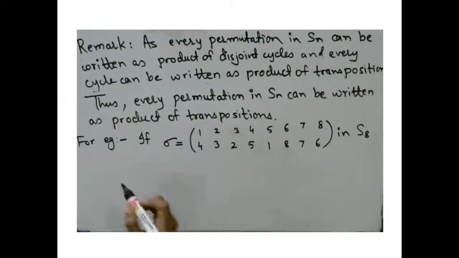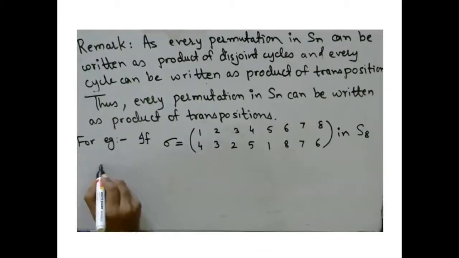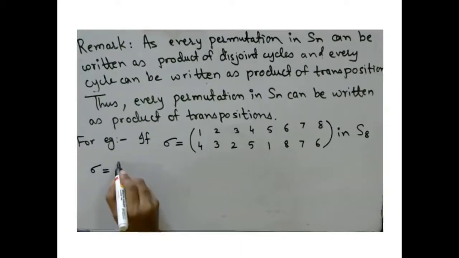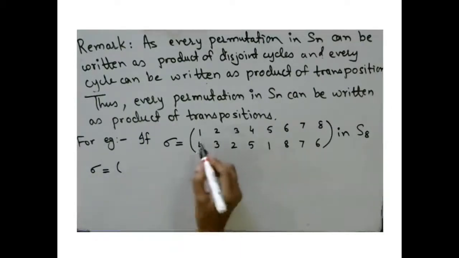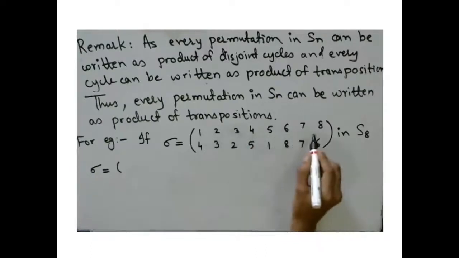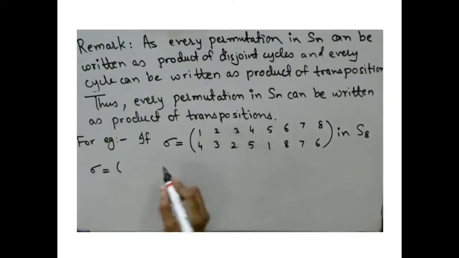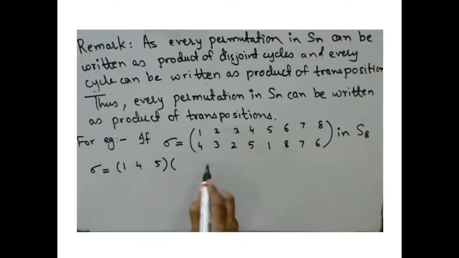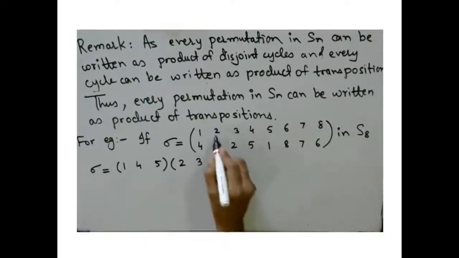Every permutation can be written as a product of disjoint cycles. So write sigma as a product of disjoint cycles first. You start with any element of the set 1, 2, 3, 4, 5, 6, 7, 8. Usually you start with 1, so let us start with 1. 1 maps to 4, 4 maps to 5, 5 again goes back to 1. So close the cycle here.